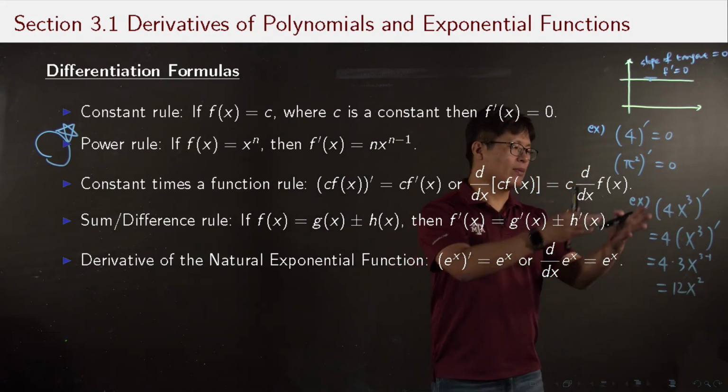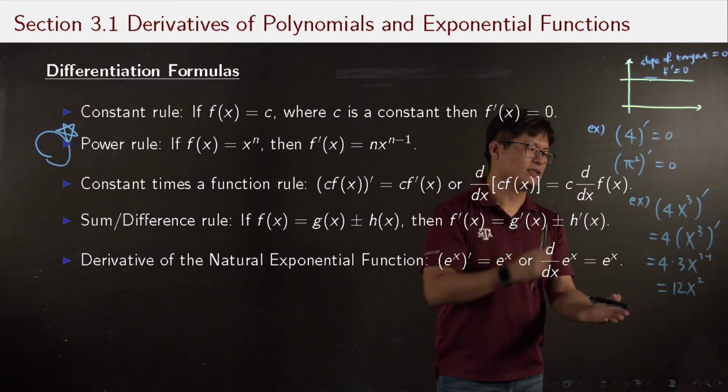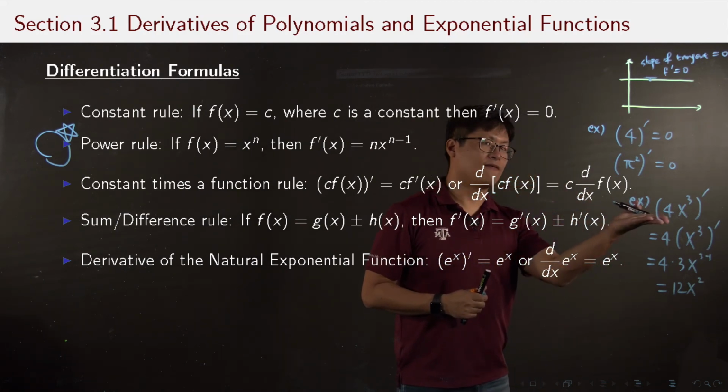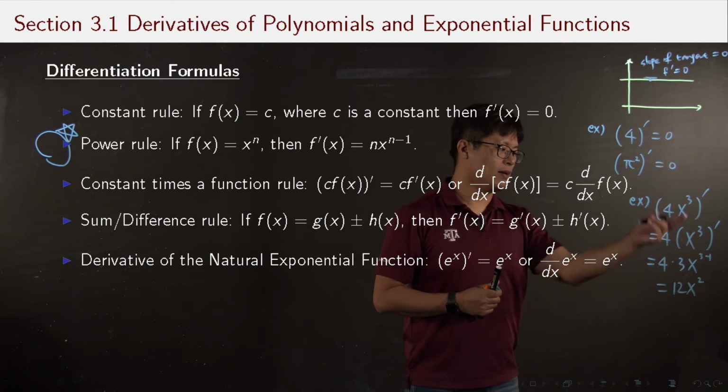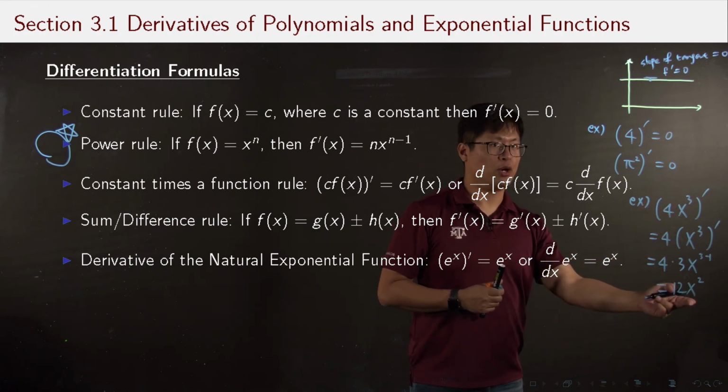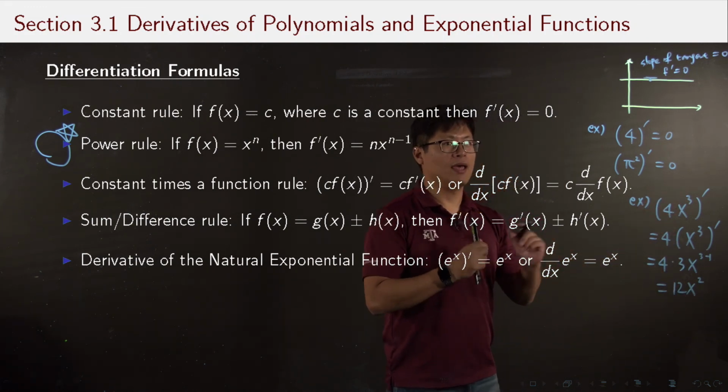Even though I showed you all the process, if you can go from the problem to here directly, that's easy, right? 4 times 3, which is 12, and x cubed will be x squared. If you can do it this way, that's really good for you.